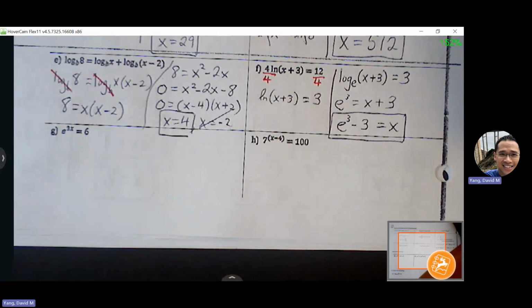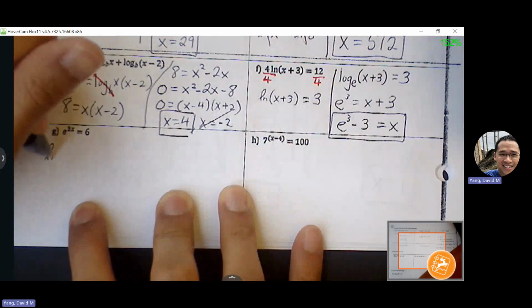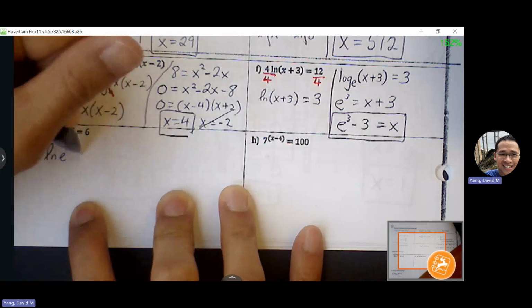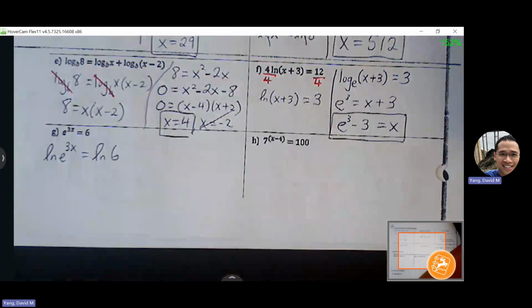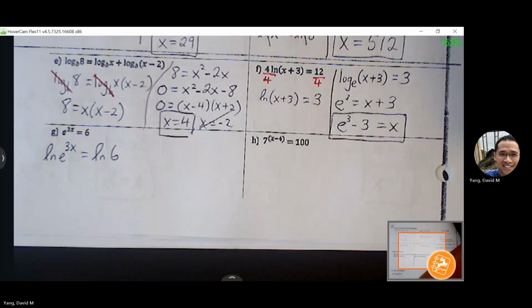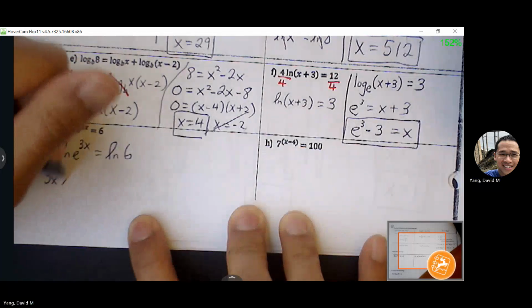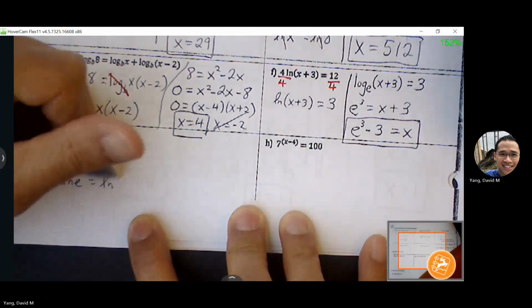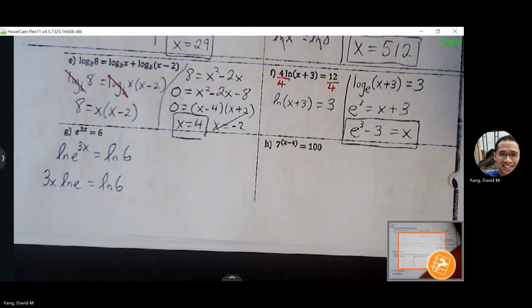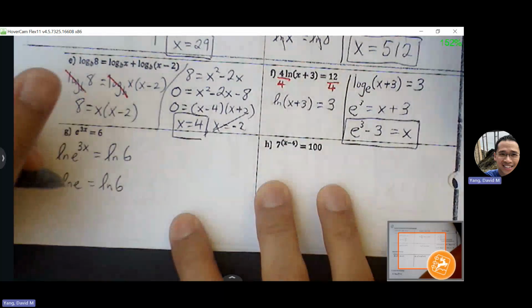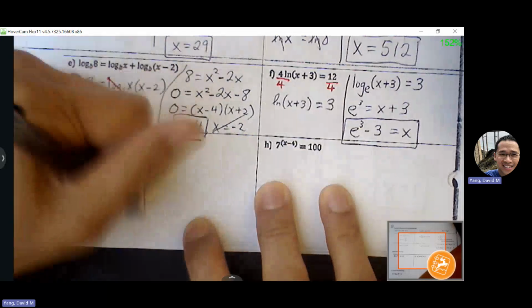Okay, e to the 3x equals 6. I want to solve for x. X is stuck in the exponent. So we prefer to have that exponent down at the base level. If we want to move it, we want to have a log expression to allow for that property to be applied. So I'm going to take the natural log of both sides. That exponent is now free to move because of our log property. Natural log of e goes away. That's just 1. 3x equals natural log of 6. Divide both sides by 3.